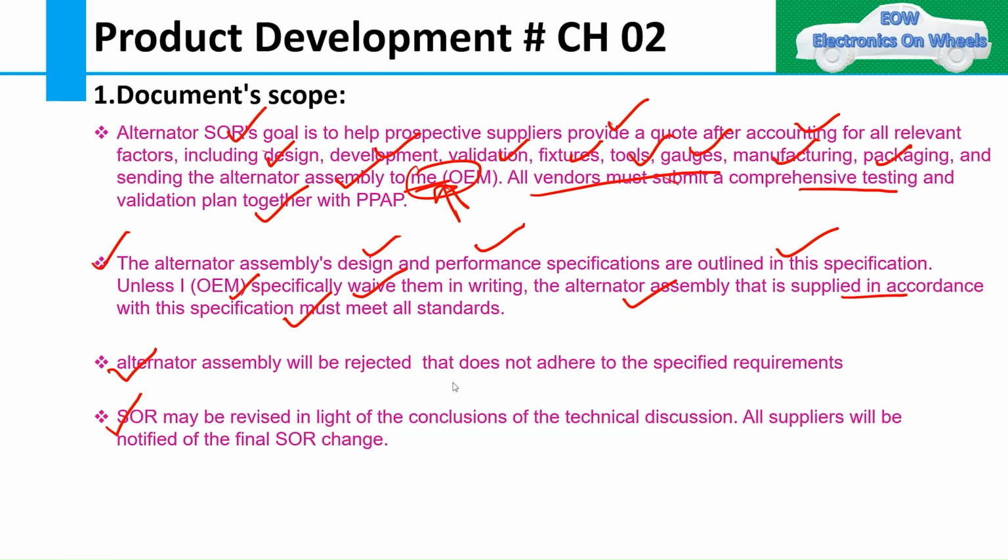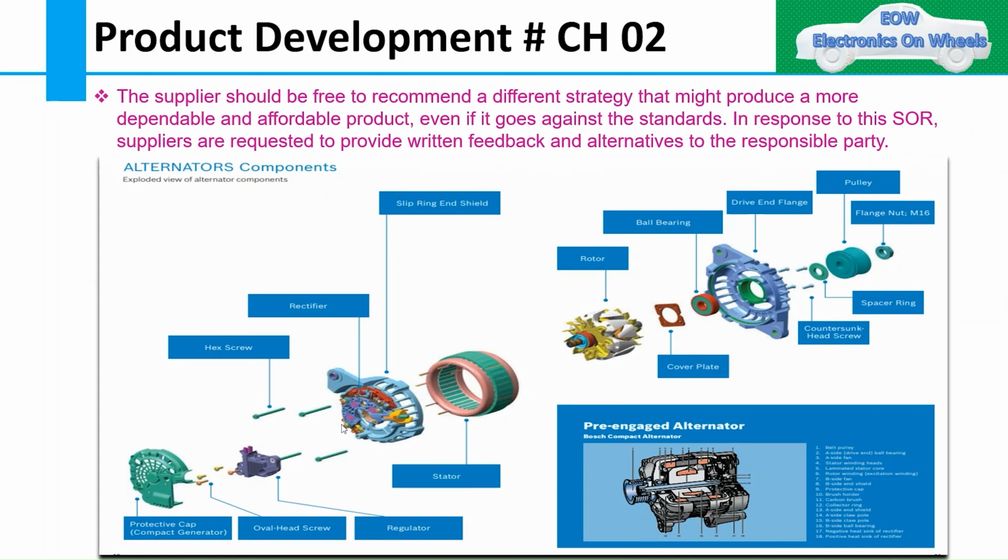So we are telling the supplier that the SOR may be revised. That is, a change history might come during the technical discussion, and the supplier will be notified with the final SOR change. So once the technical discussion is done and all the changes are included, the final SOR will also be shared with the supplier. So this is the document scope which we are telling the supplier, that when you are developing this particular alternator, you have to take care of all these things.